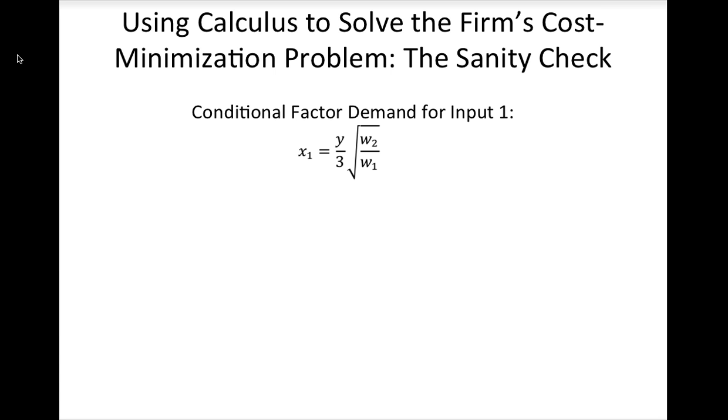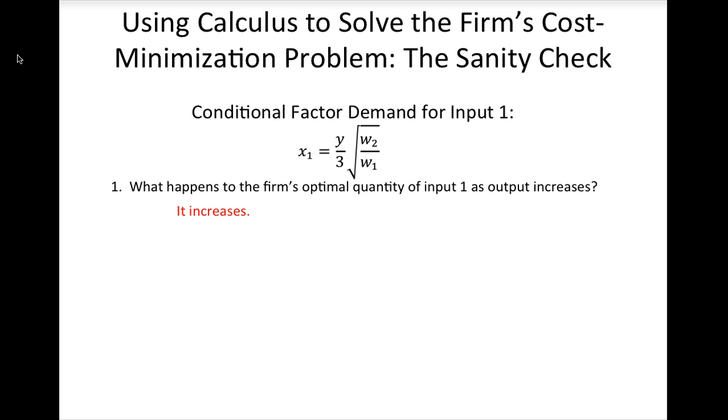Let's pause for a moment to take a look at this solution and see if the results are consistent with our economic intuition. First, what happens to the firm's optimal quantity of input 1 when output increases? From looking at this equation, we can see that the firm will use more of input 1. Hopefully, this matches your intuition that if the firm wants to produce more output, it needs more inputs. So this part of the conditional factor demand function is consistent with our economic intuition.